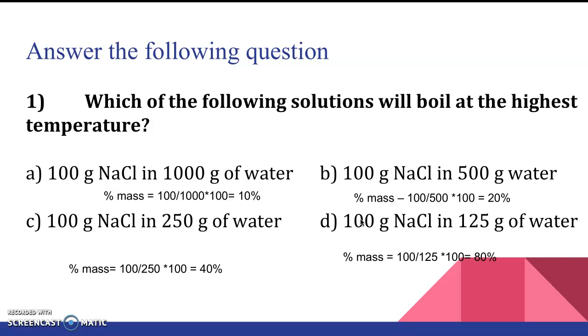So there's a couple ways to do this. The first one is you can just look at the relationship of the amount of solute to the amount of solvent. So if we want a high concentration, you're going to need the most solute to the lowest amount of solvent. Or if you want to actually find the concentration, I found the percent mass of each. And as you can see, D has the highest percent mass.